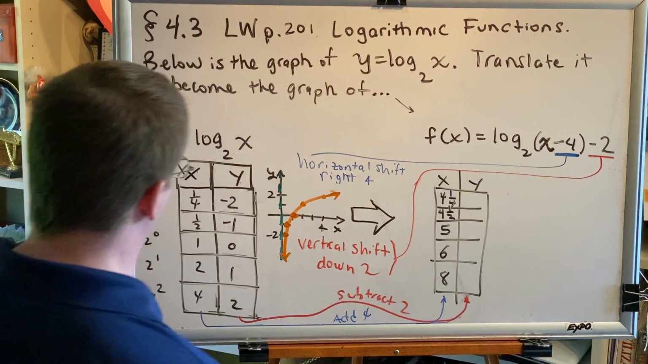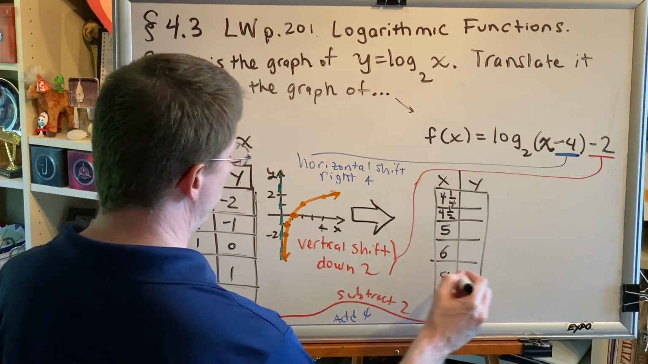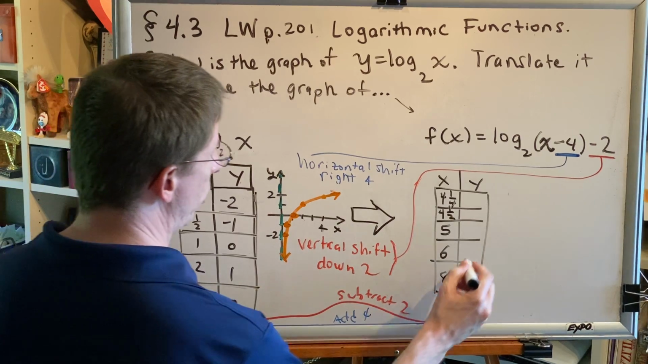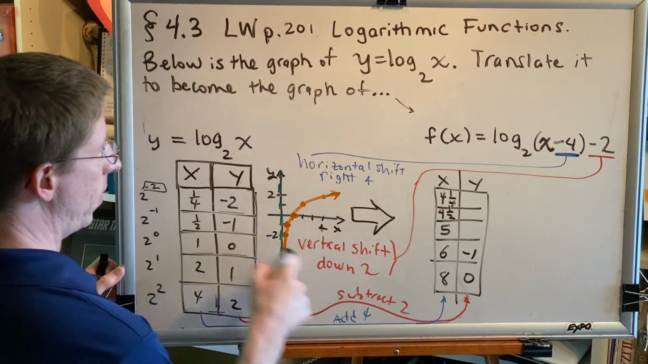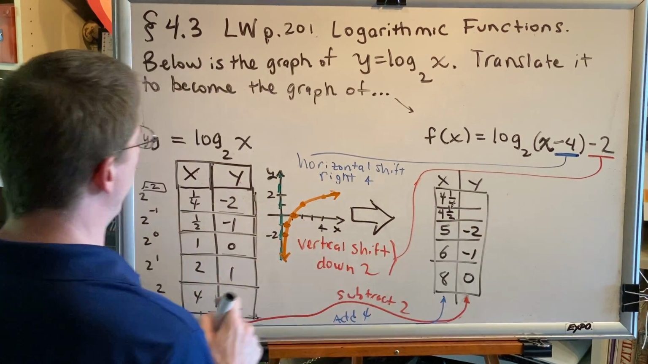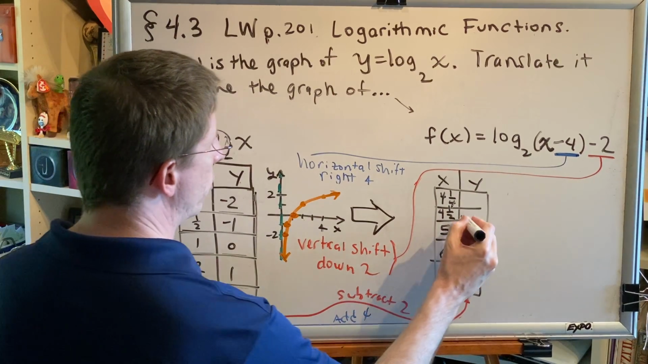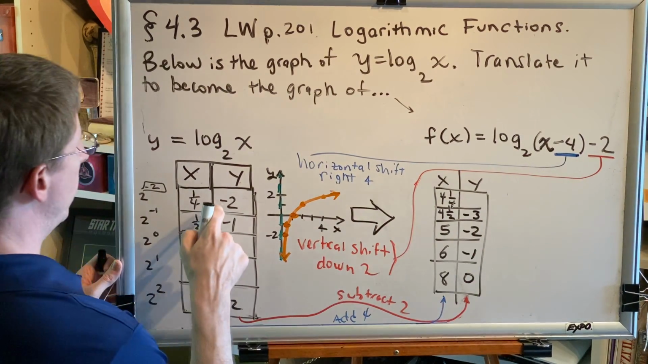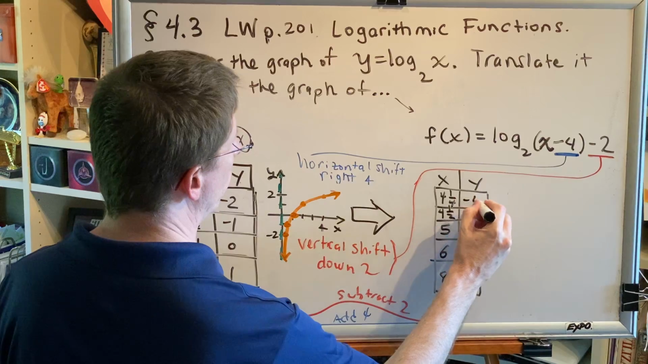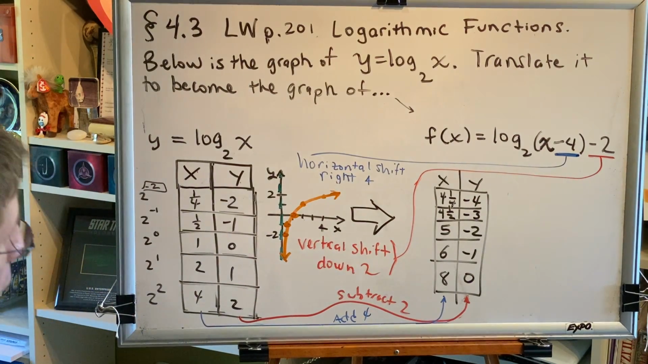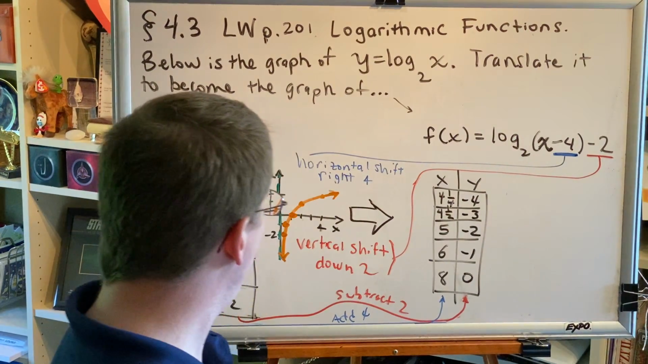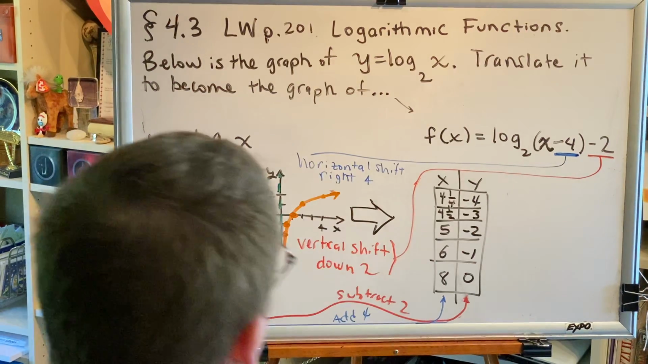We have to subtract 2. 2 minus 2, 0. 1 minus 2, negative 1. 0 minus 2, negative 2. Negative 1 minus 2, negative 3. Negative 2 minus 2, negative 4. Okay, so now we have the new points, so we can create our new graph. So let's go ahead and do that.